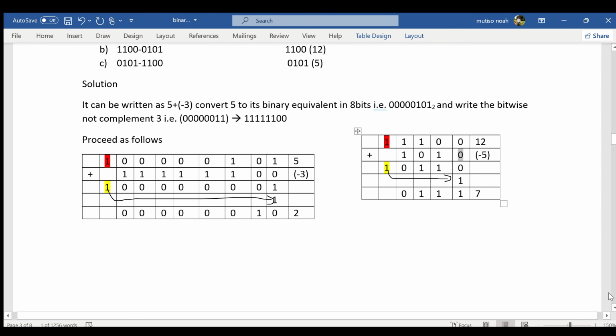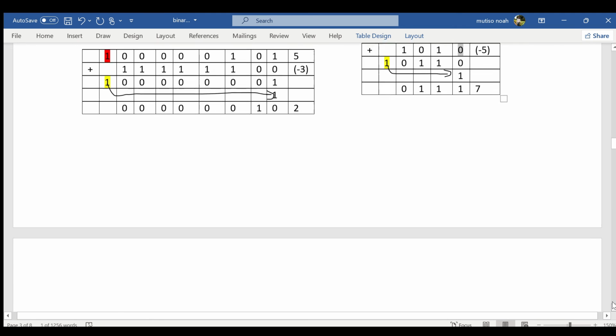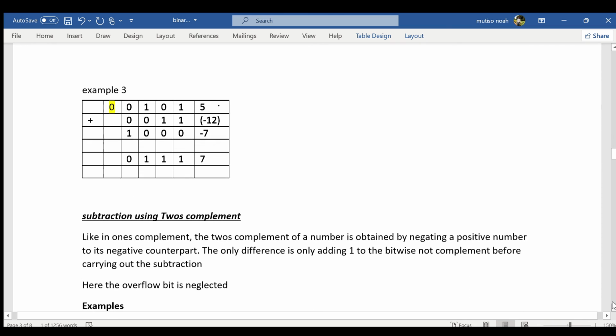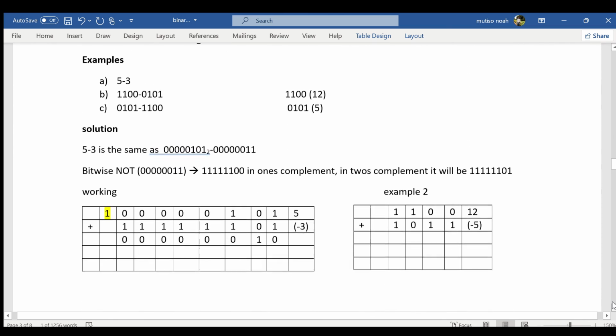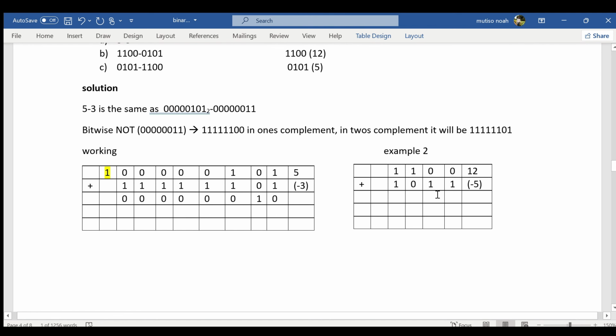Let us see if it is like that. 1 0 1 1. Yes, that is the way it is supposed to be. 1 0 1 1 is the negative 5 in 2's complement. This binary number is in 2's complement, and the decimal equivalent is negative 5.